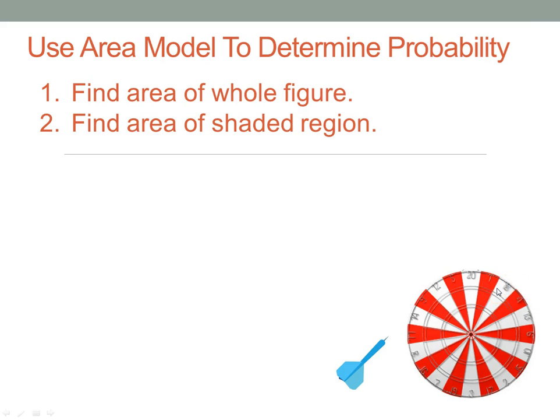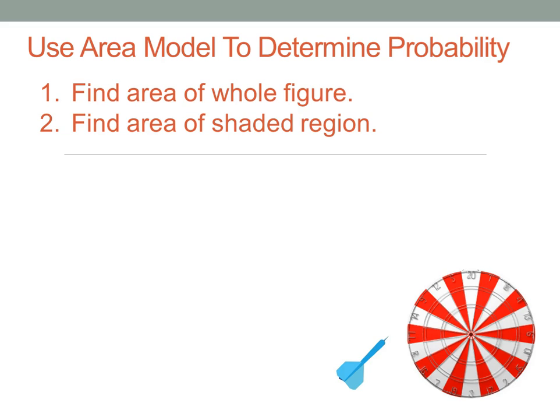And then we want to find the area of the shaded region. Now, I'm not going to do it with this dartboard. We got plenty of different slices here. The examples we're going to use in a few minutes are going to be easier than a dartboard because there won't be so many slices. But you find the area of the whole region. You find the area of the shaded region. We know how to do that.